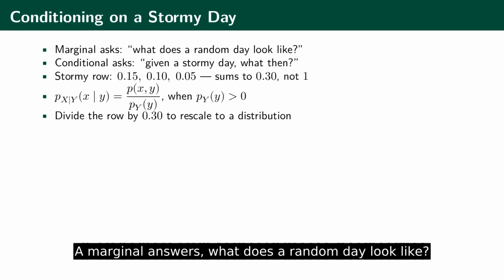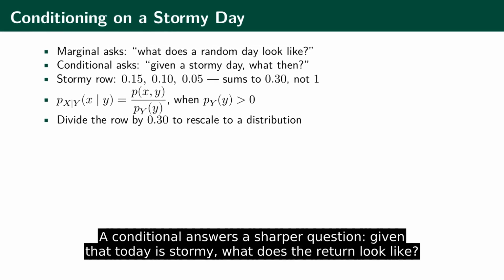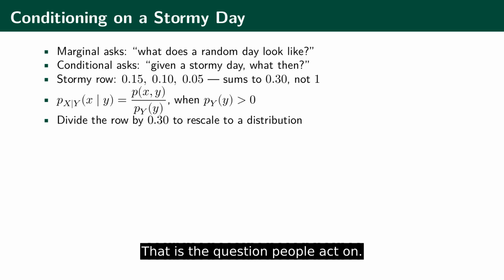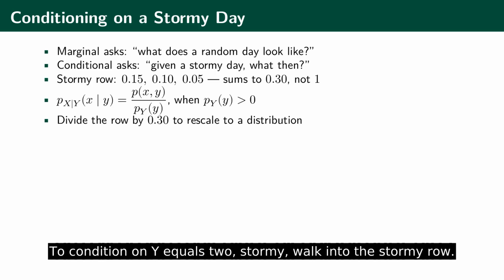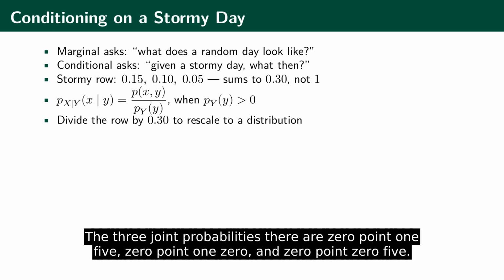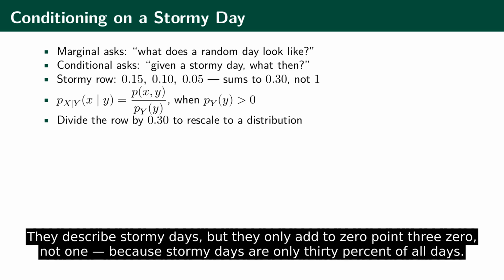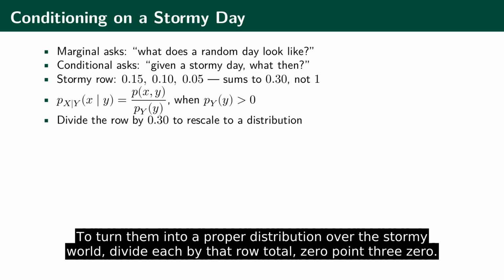A marginal answers, what does a random day look like? A conditional answers a sharper question, given that today is stormy, what does the return look like? That is the question people act on. Here is the mechanics. To condition on y equals 2, stormy, walk into the stormy row. The three joint probabilities there are 0.15, 0.10, and 0.05. They describe stormy days, but they only add to 0.30, not 1. Because stormy days are only 30% of all days.